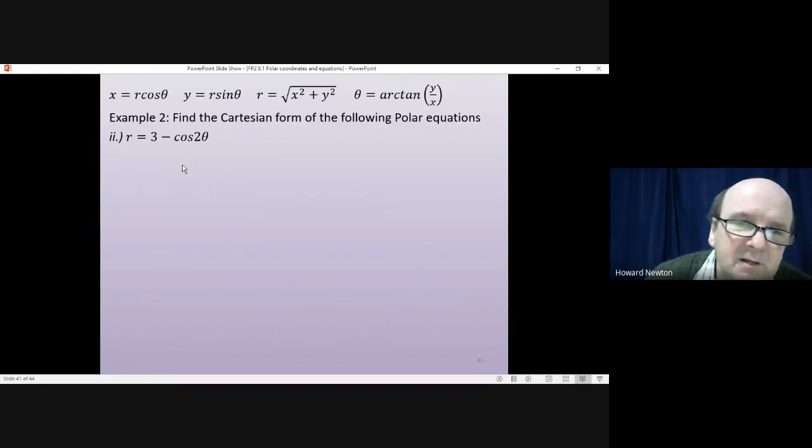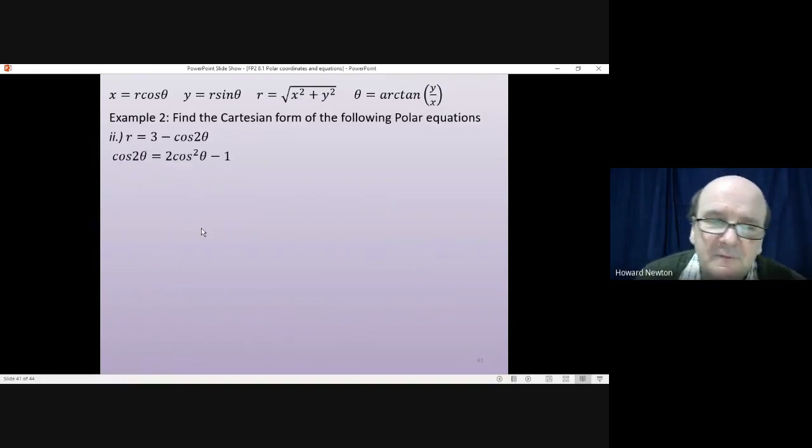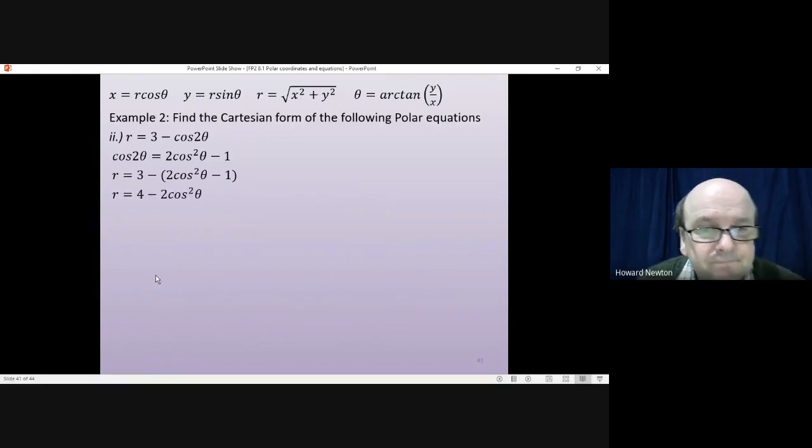Okay, let's have a look. So the first thing is we really do want to have theta, not 2 theta, because all of these equations work around cos theta or sine theta. They don't work around 2 theta. So using the double angle formula for 2 theta, cos 2 theta is 2 cos squared theta minus 1. So this equation becomes r equals 3 minus (2 cos squared theta minus 1), which becomes 4 minus 2 cos squared theta.